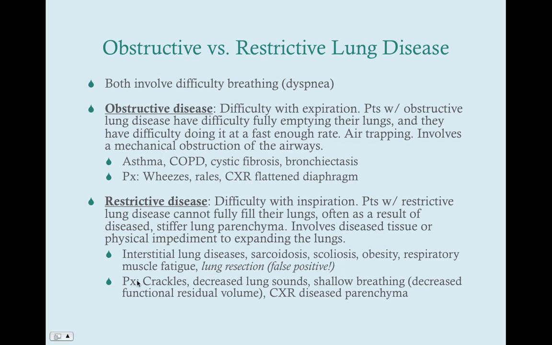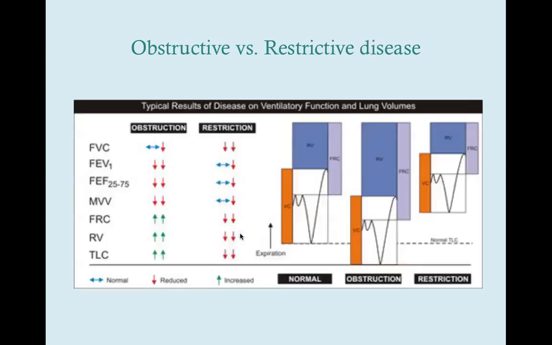On physical exam with restrictive diseases, you may hear crackles, which are indicative of problems with the lung parenchyma, decreased lung sounds, which would be indicative of edema, and shallow breathing, which would show the decreased functional residual volume. A chest x-ray would show diseased parenchyma, like a hazy chest x-ray.